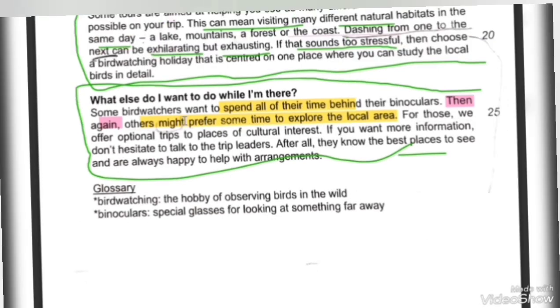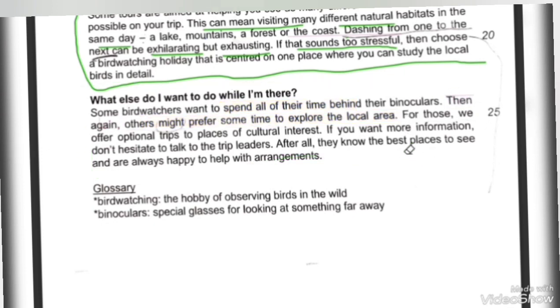Line 25. That's it. Okay. So we can go for it. Line 25. That's it. This is line 25. So where is the modal verb in this? Here we go. It's might. What does it show here? Possibility. Because you have option. You can go around and explore the local area, or you can spend the whole time just watching some birds. So might is answer, and it shows possibility. Let's go and write it down.